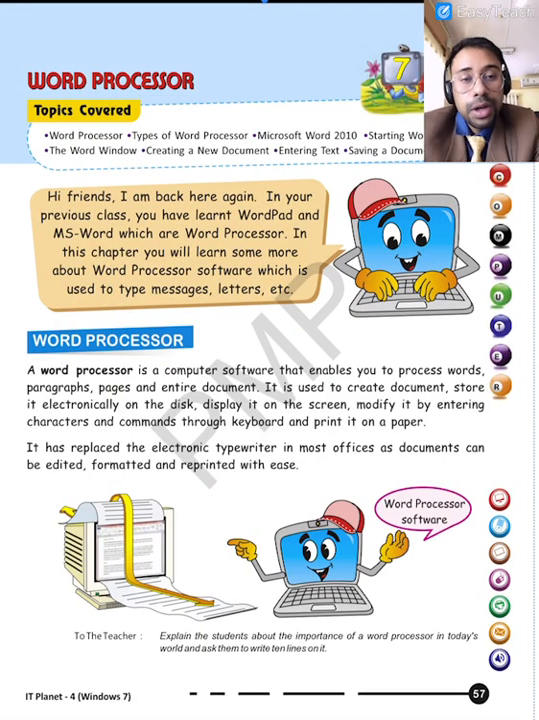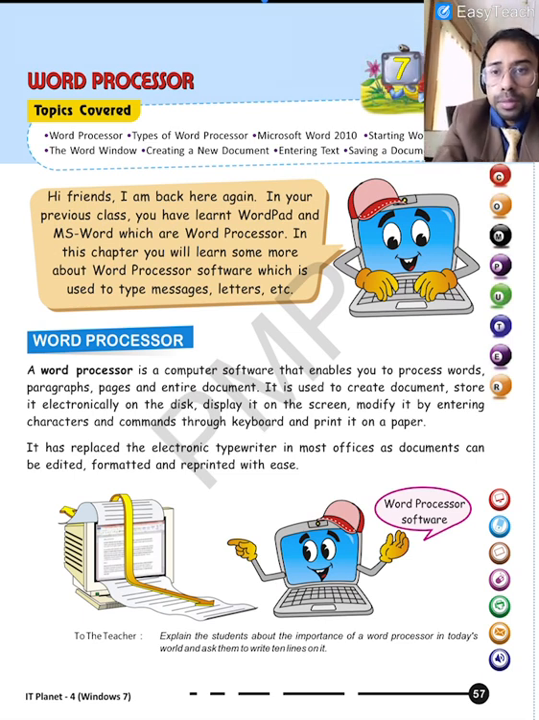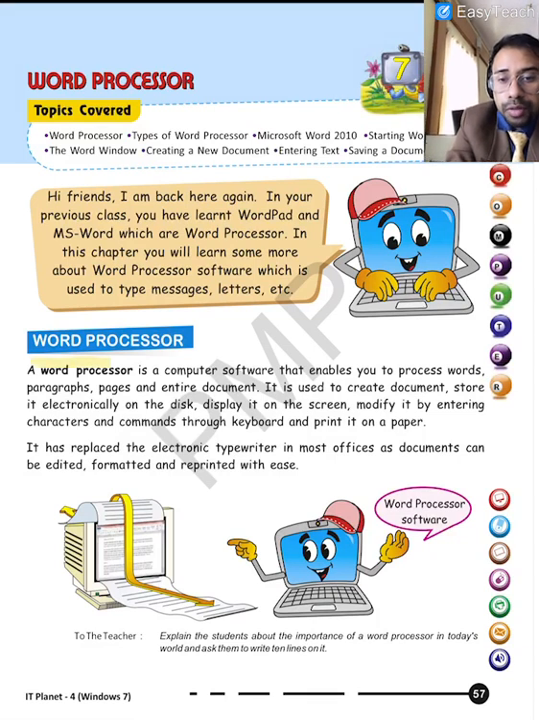Now children, the first important thing that may come in your exam is what is a word processor. Okay? A word processor is that software that helps you to process words, organize words, and also helps you to create documents. So a kind of software that helps you to process words as well as store documents is called a word processor. So all of you underline with me. That is, a word processor is a computer software that enables us to process paragraphs, pages and entire documents.